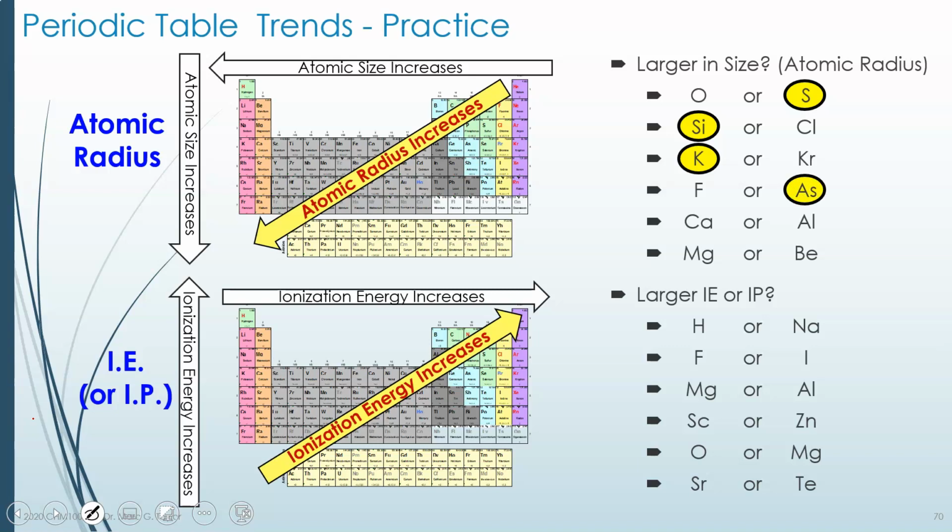Calcium versus aluminum. Calcium is an alkaline earth in orange. It's the third one down. And aluminum, you can't really see it.